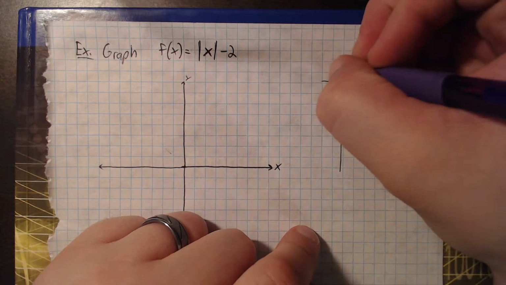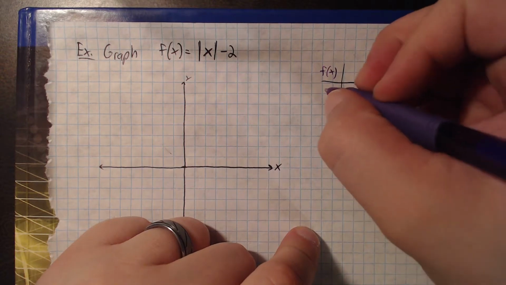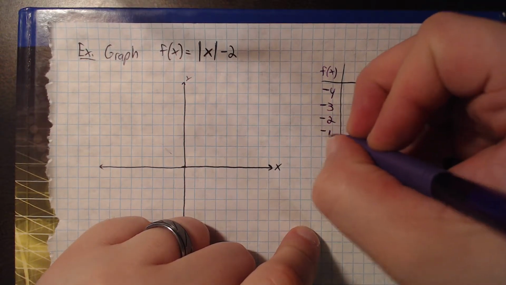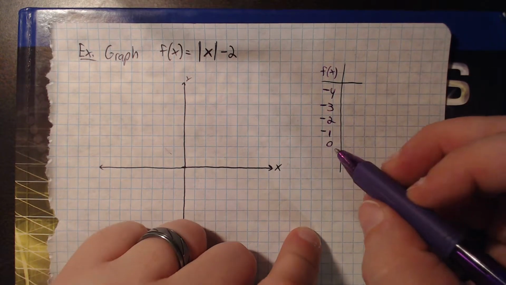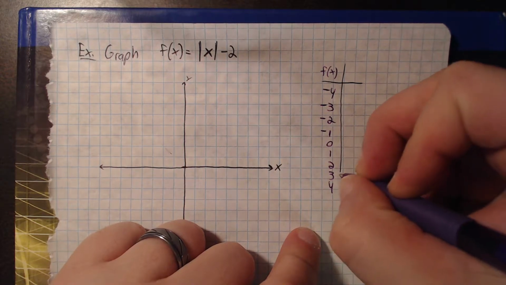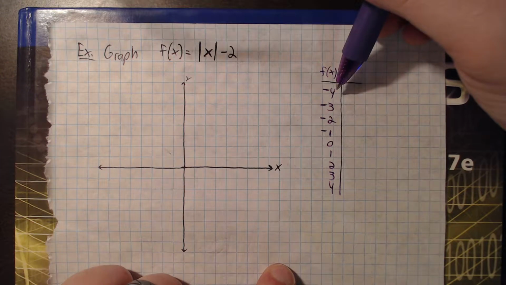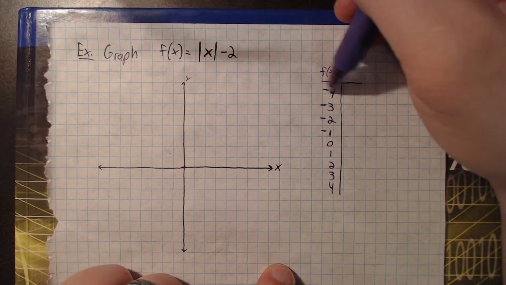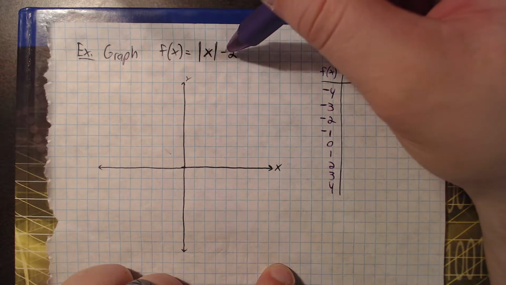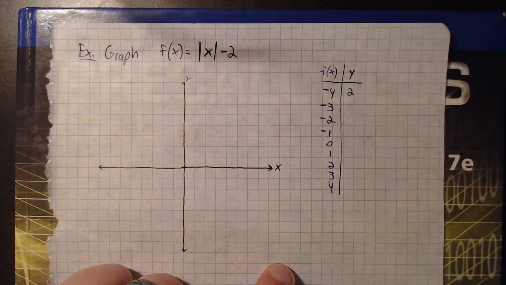I'm going to come up with a few values to plug in on the negative side. Let's do negative 4, 3, 2, 1. And then I'll do a couple positives as well. How about positive 1, 2, 3, and 4? Okay. So I'm not going to draw out all the math for this. I'm just going to do it real quick. Absolute value of negative 4 is 4. Minus 2 is 2. So my y result here is 2.